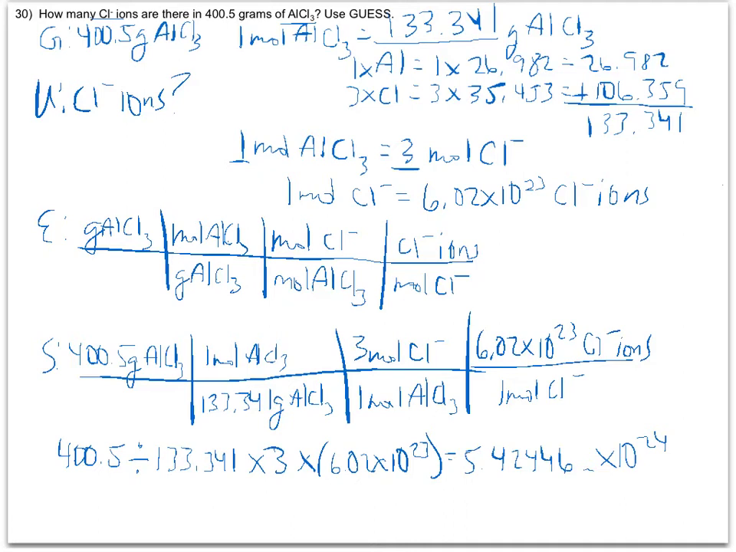Last step is our significant digits. This has 4, this has 6. Remember, these are perfect. This has 3, so our answer needs to go to 3 based on the 6.02. Okay, so final answer: 5.42 times 10 to the 24th chlorine ions.